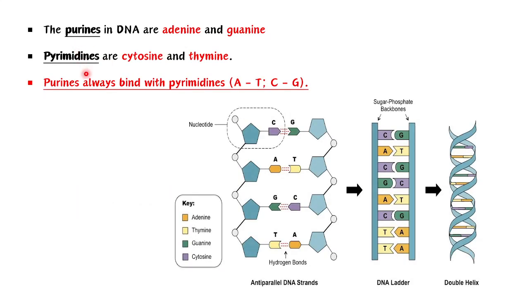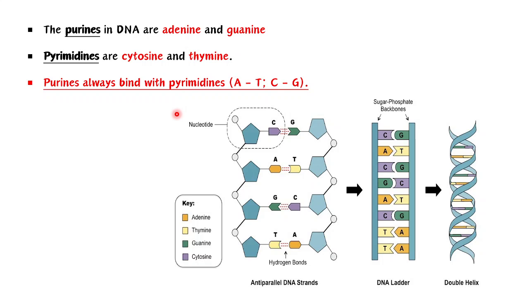Now, the nitrogenous bases also exist as complementary pairs. They follow the concept of complementarity, meaning they complement each other. In which, the purines will always bind with the pyrimidine bases. The purines are adenine and guanine, and they will always bind with their complementary pyrimidine bases, which are cytosine and thymine.